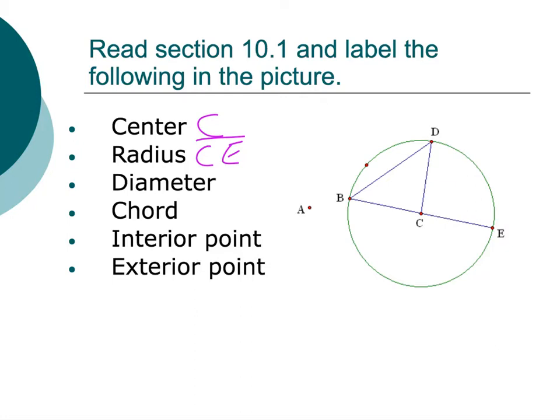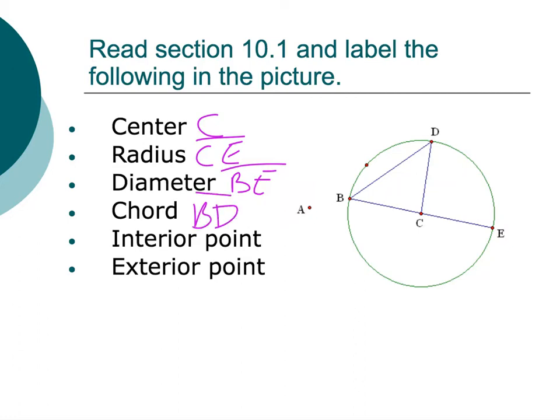Diameter. A diameter goes all the way across and through the center, so that would be our BE. Segment BE would be our diameter. It goes through the center, and it goes from outside to outside of that circle. Those should all be ones that you guys know. A chord you may not be familiar with. That would be something like BD. BD is a chord.